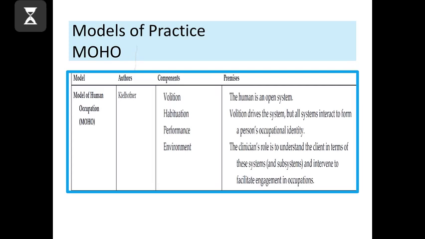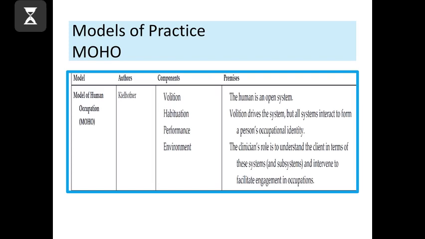And the premise, the thinking of this model of practice, is that the human is an open system. That means everything interacts, right? That volition drives the system, but all systems interact to form that person's occupational identity. And if the practitioner chooses to use MOHO, the clinician's role is to understand the client in terms of these systems and subsystems. So the text gives an example.